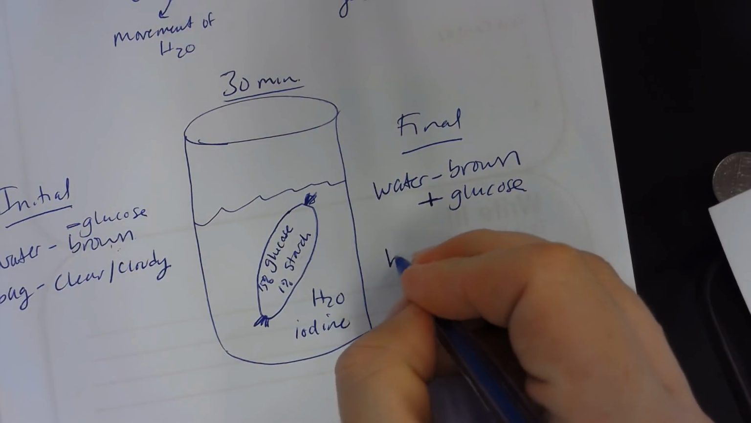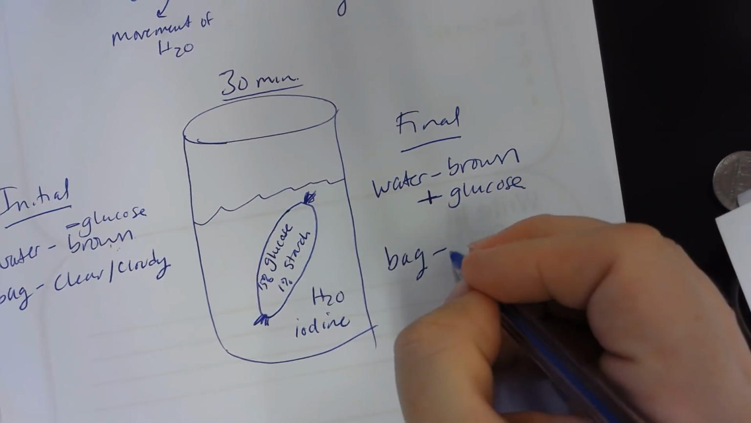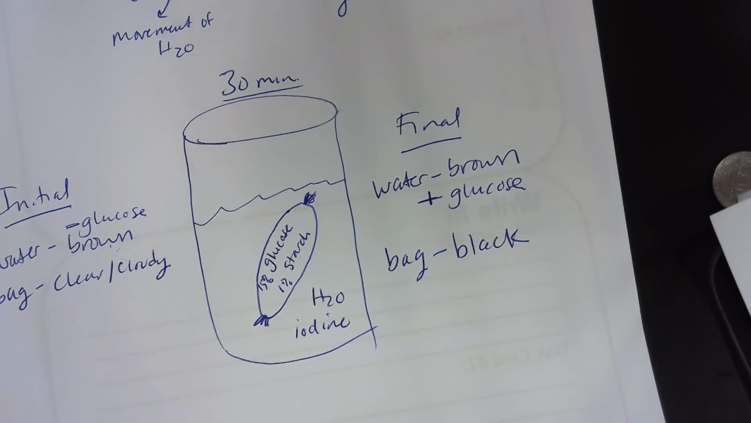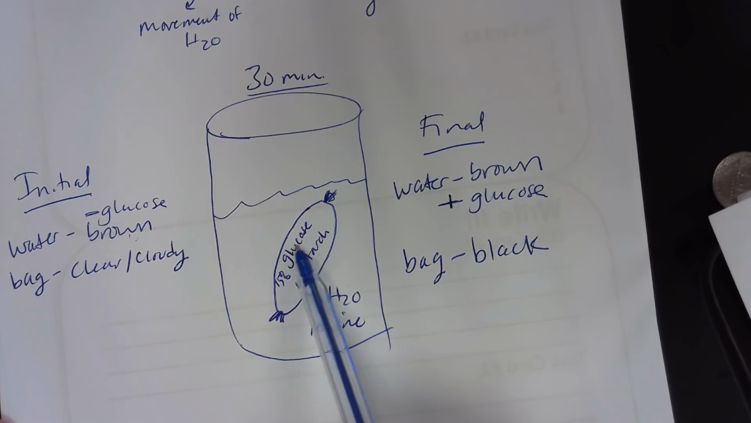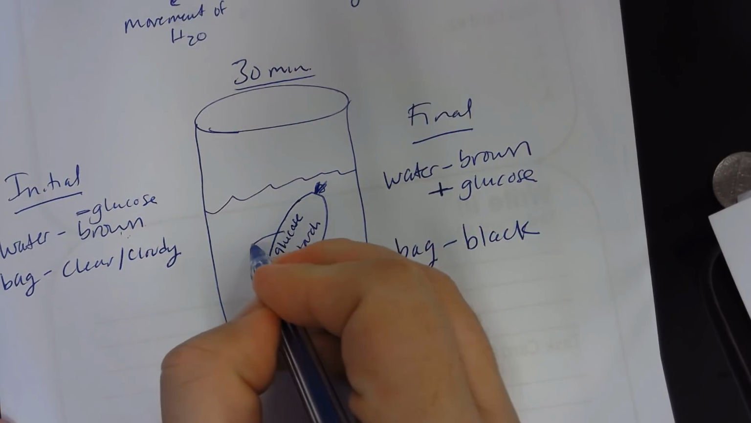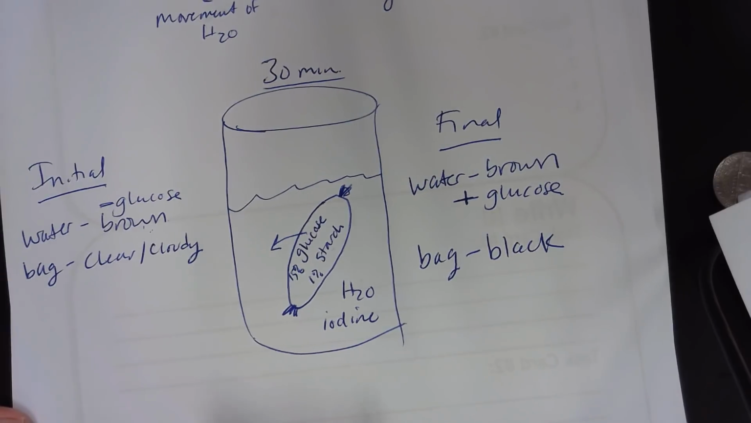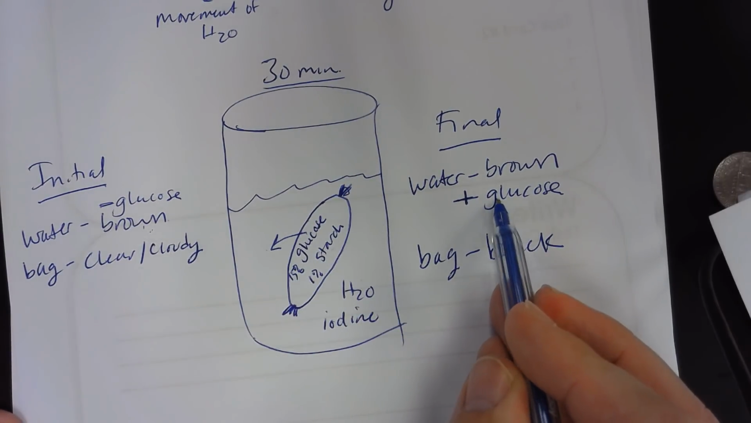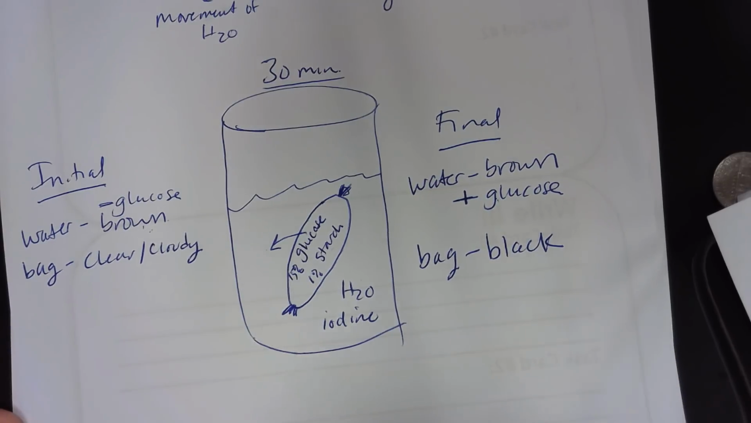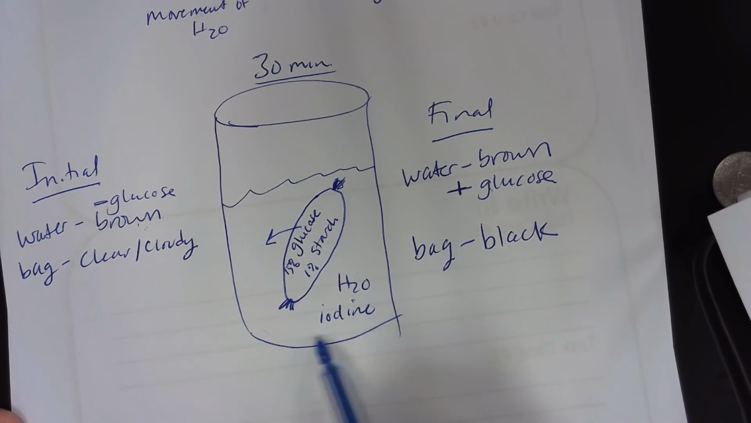We now take a look at the bag, and it's really amazing to see it. The bag turns black. So what could be turning the bag black? We've discussed already that based upon size, glucose moves out of the bag. That would be diffusion, the movement of a particle. So glucose is moving out of the bag, which is why the water tests positive for glucose at the very end. But starch does not move out.